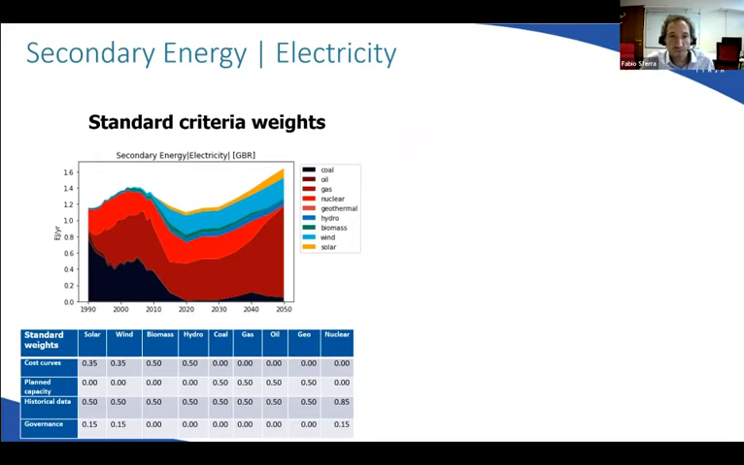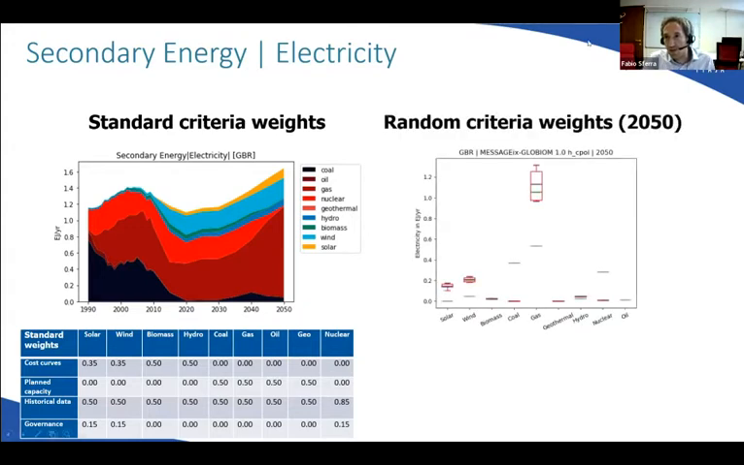So what we can do is to play a little bit with those weights and run the downscaling algorithm with some random weights. If we do that, we get the graph that you can see on the right-hand side. This is just focusing on 2050, and you can see how the distribution of the results changes if we play around with the electricity criteria. This is essentially a sensitivity analysis of how the results might change if we use different criteria for our downscaling. In this particular case, gas shows the biggest uncertainty for the UK.